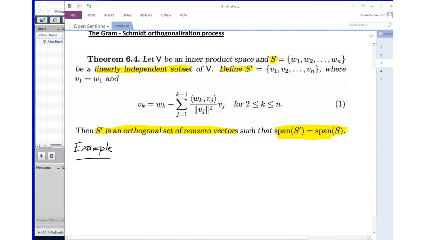So this is example 2A in the book, in this section. It says a linearly independent set is given. Apply Gram-Schmidt to obtain an orthogonal basis.